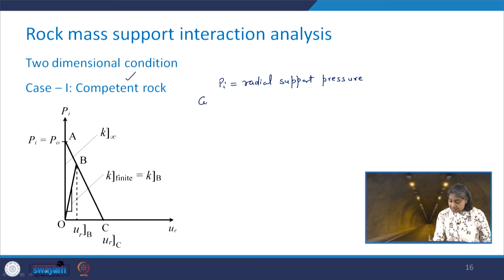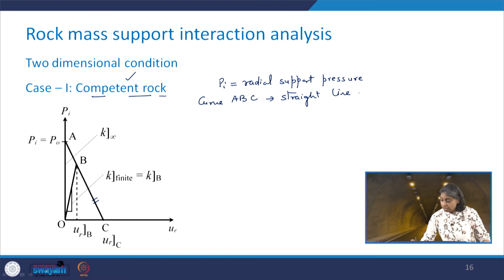In this case, this curve ABC, see this one, this is the straight line. Why is this a straight line? Because we are talking about the competent rock, and this is going to be written as GRC, which is the ground response curve. In such case, we have the linear elastic deformation.